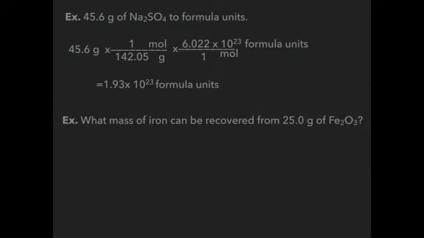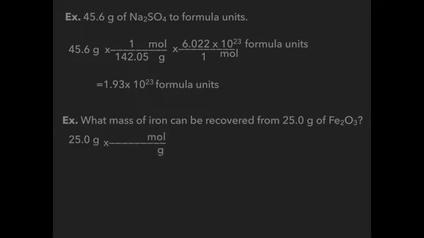What happens if instead I'm asking for the mass of, for example, iron, when I give you the mass of iron oxide? Well, it's extremely similar to what we just did, except now I've got to figure out how much iron is in that iron oxide, and in order to do that, I've got to use a mole-to-mole ratio. So I'm going to start off in 25.0 grams of iron oxide. I'm going to get into moles of iron oxide.